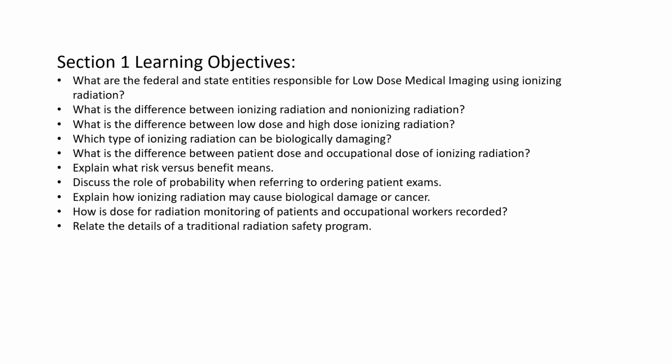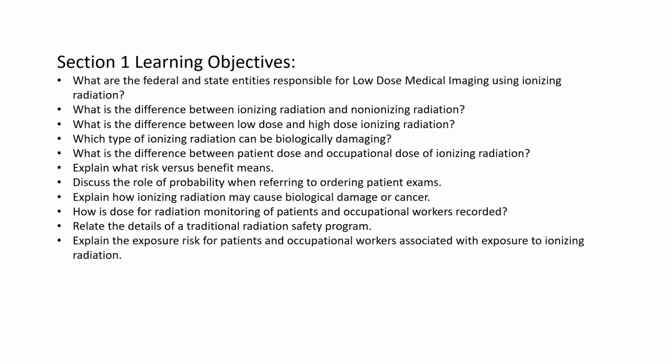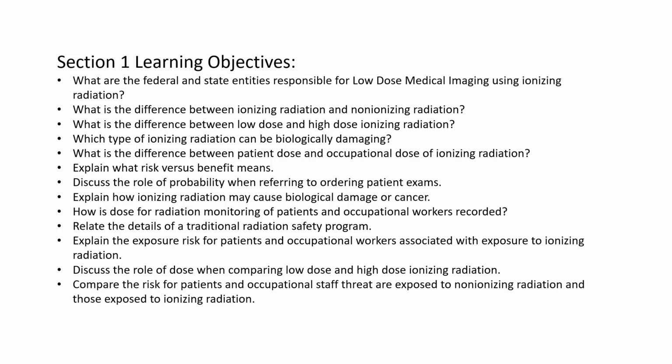Relate the details of a traditional radiation safety program. Explain the exposure risk for patients and occupational workers associated with exposure to ionizing radiation. Discuss the role of dose when comparing low-dose and high-dose ionizing radiation. Compare the risk for patients and occupational staff and the threat of being exposed to ionizing radiation. And finally, relate the purpose of time, distance, and shielding in the protection from ionizing radiation.